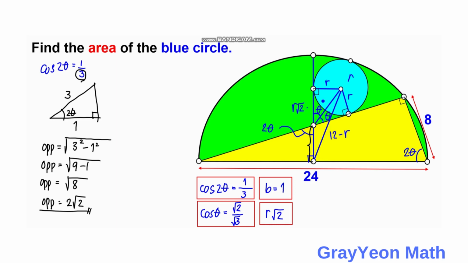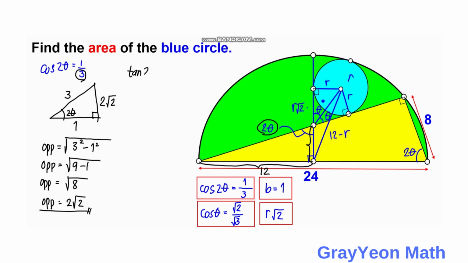Okay, so this becomes 2 square root of 2. Next, I want you to notice that this length is actually the opposite side of the angle 2 theta, and we are looking for this adjacent side. We can use tangent because this opposite side is given to be half of the diameter, so we just need to divide this 24 by 2. So this becomes 12.